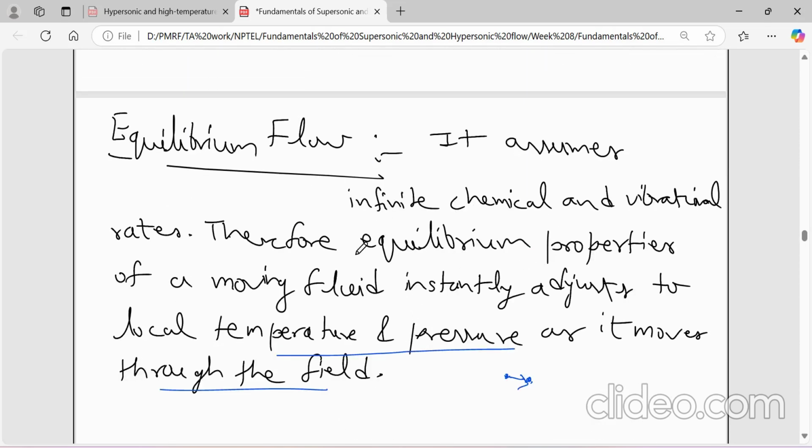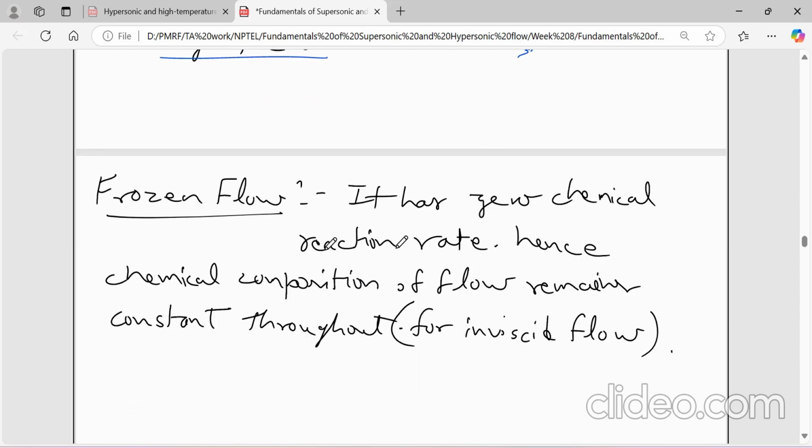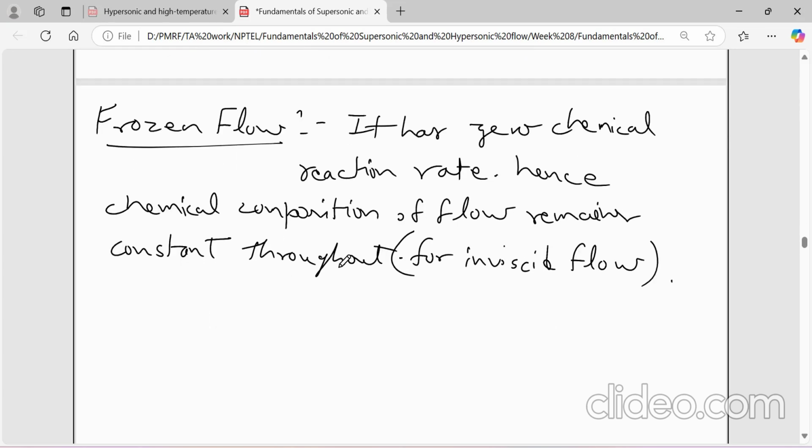Now one thing to see is that in equilibrium flow there is infinite chemical and vibration rate, and in frozen flow there is zero chemical reaction rate. Both things are not possible. Either chemical reactions are not happening, or if a chemical reaction is happening, it is not possible to have zero chemical reaction rate. So we define generally this equilibrium flow and frozen flow by reaction time and flow time.